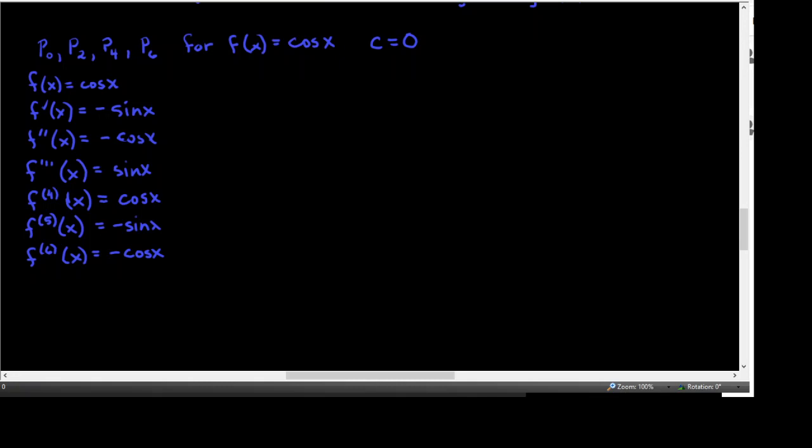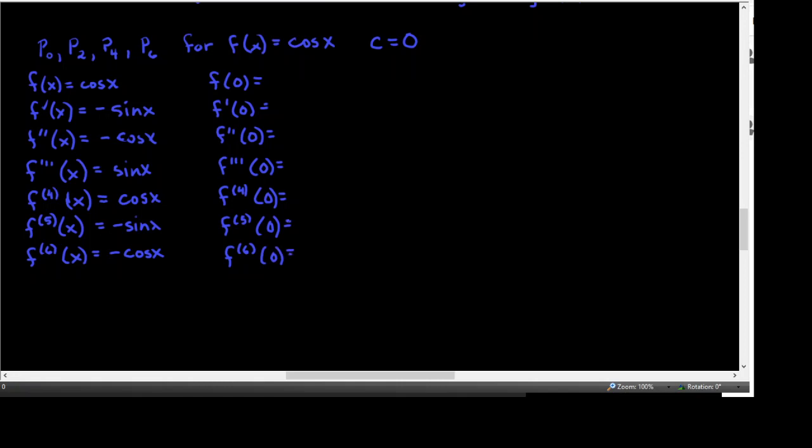Okay, so since c is 0, we're going to need to calculate each of these, function and all its derivatives, at c, so at 0. Takes quite a while to write all this down, but this is the work that I expect that you'll need to do for these problems. Okay, so cosine of 0 is 1, negative sine of 0 is 0, negative cosine of 0 is negative 1, sine of 0 is 0, cosine of 0 is 1, negative sine of 0 is 0, and negative cosine of 0 is negative 1. All right.